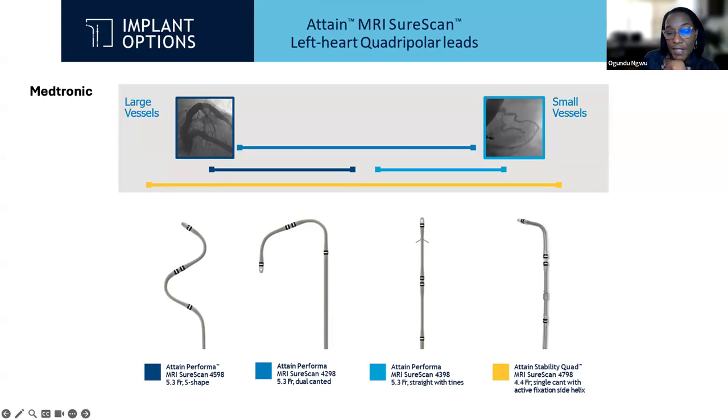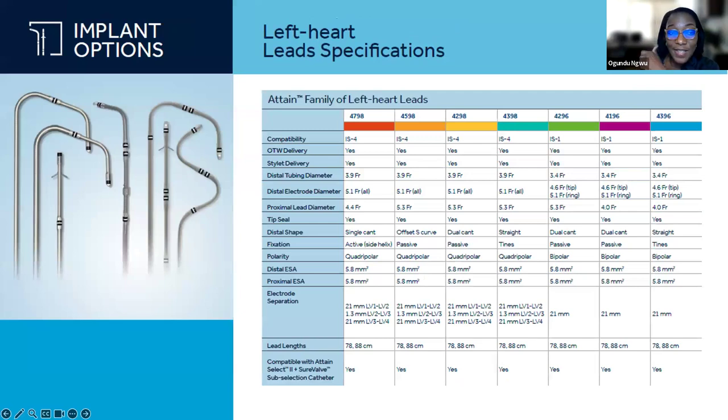The third one has a fixation mechanism that has some tines. The tines are actually what hold you in the branch. And then you have the stability cord, where after you put the lead in, you turn the lead clockwise and then you tug on it, because it has a fixation mechanism right here. As you know, unlike RV leads and RA leads, we cannot have real screws on these leads because they're sitting in a vein. So these are examples of Medtronic leads that you can look at with all the sizes.